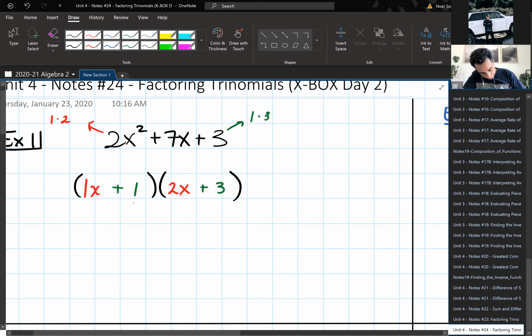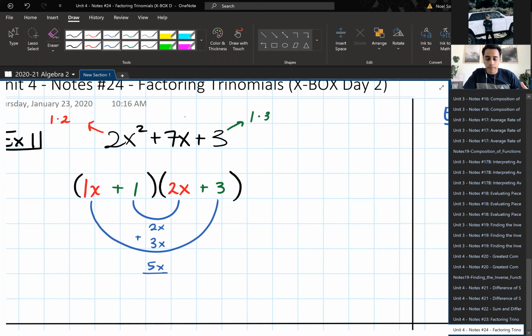So if I test it, I'm going to get 1 times 2x, so that's 2x. I'm going to get 1 times 3x, and that's 3x. If I add up those middle terms, I end up with 5x. So I didn't achieve the goal of factoring correctly, because this middle term, 5x, does not match the 7x that I'm looking for. Okay. So is there something that I could do differently that could get us to having a 7x as the middle term? Any ideas?